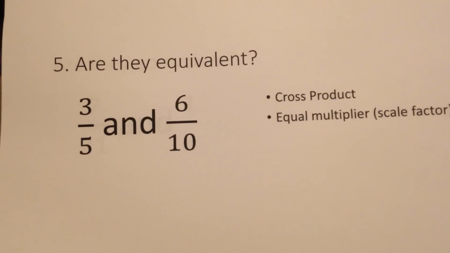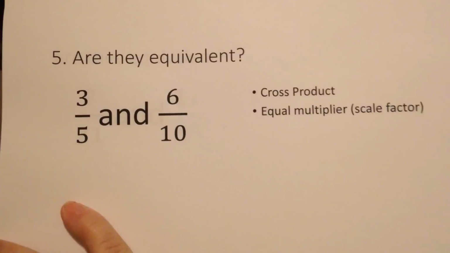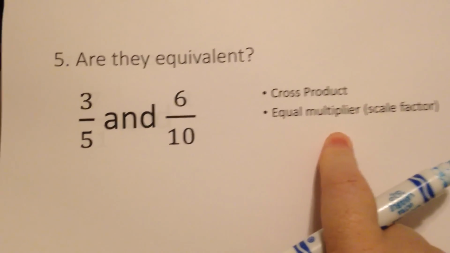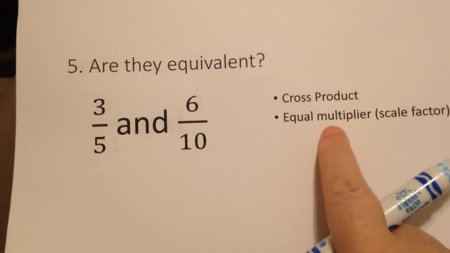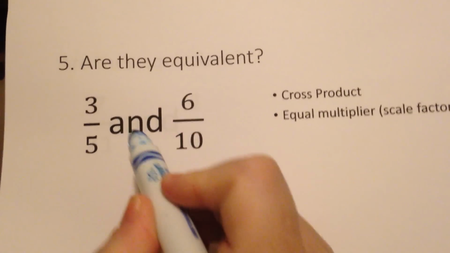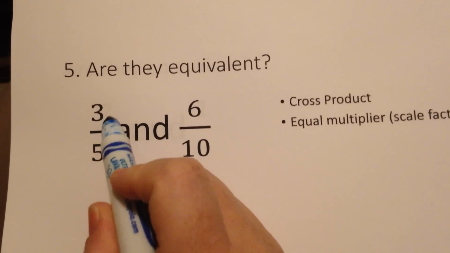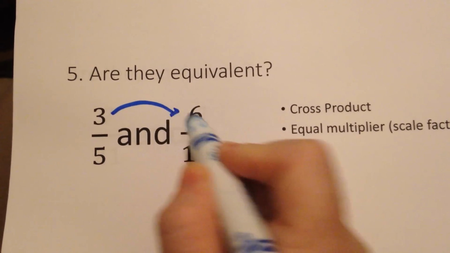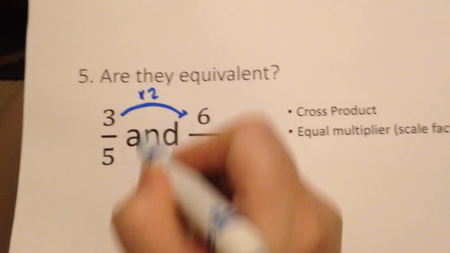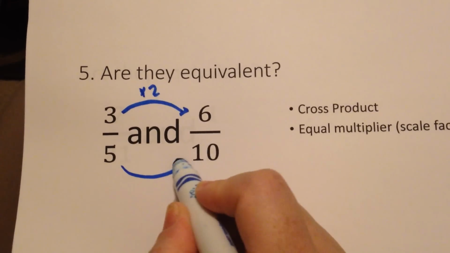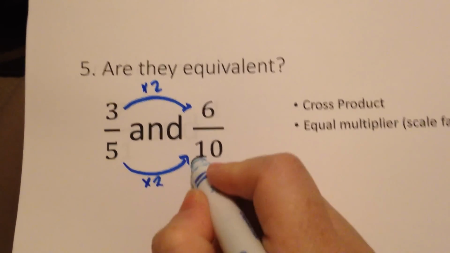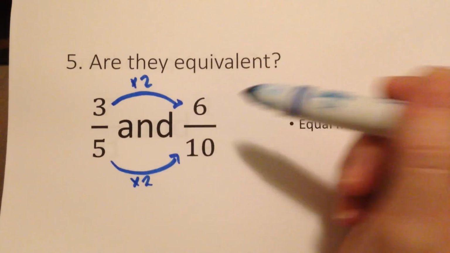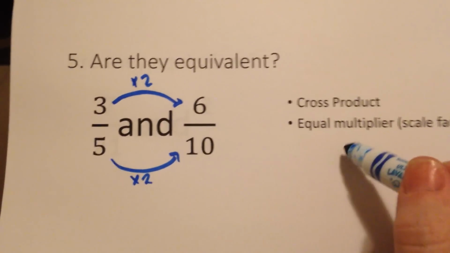Okay, so the first one here, number 5, we're going to do a few of these for the number 5 question. Okay, we're going to check, are they equivalent? Okay, and we're going to show you what both of these mean, because you can check both of them. One, the equal multiplier first. I'll do that. The equal multiplier means, is there a number that I can multiply both my numerator and denominator by to get this number over here? How do I get from 3 to 6? We multiply by 2. And can I multiply by the same number to get from 5 to 10? 5 times 2 is 10, so yes. If I can multiply both the numerator and the denominator by the same number, then yes, they're equivalent. Okay, that's the equal multiplier, or your scale factor.